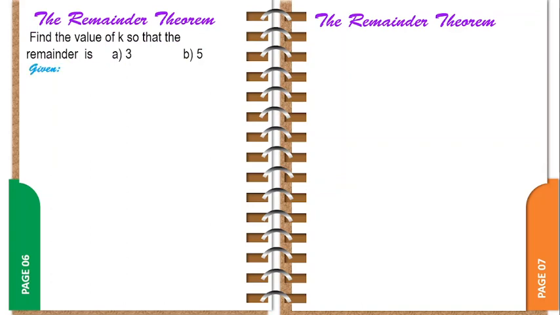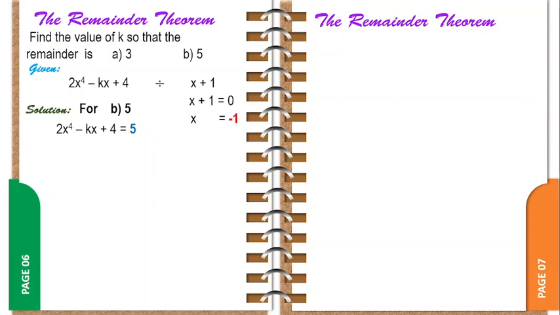Find the value of k so that the remainder is, for letter B, 5. Again, let us equate the given dividend to the remainder 5. 2x raised to 4 minus kx plus 4 equals 5. Our divisor x plus 1 is equal to 0. Then solve for x using addition property of equality, we have negative 1. Substitute the value of x to the given expression, so we have 2 times the quantity of negative 1 raised to 4 minus k times the quantity of negative 1. Bring down positive 4 and positive 5.